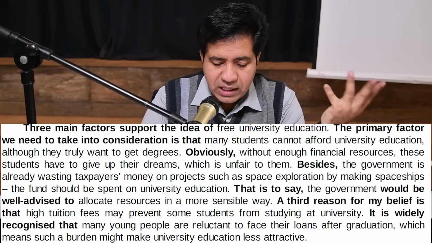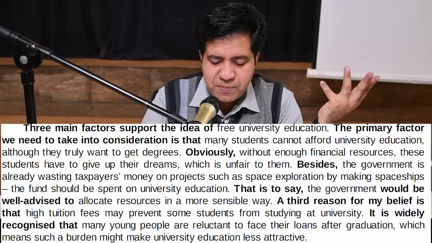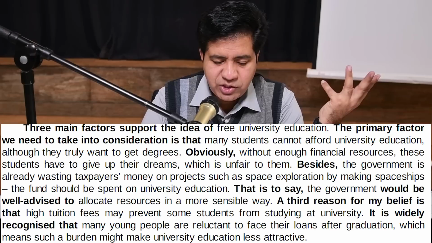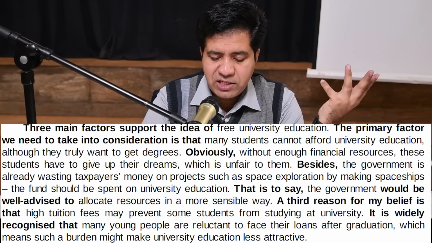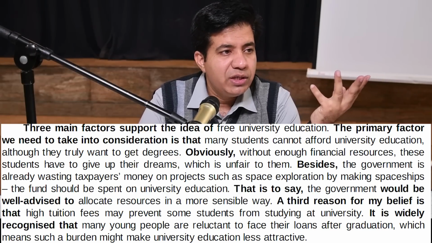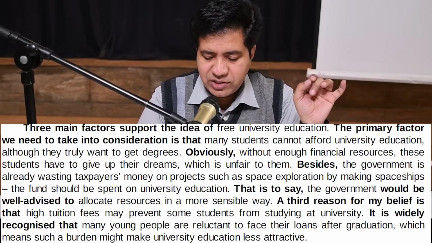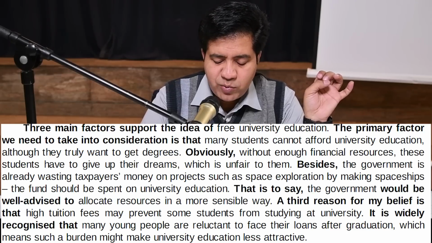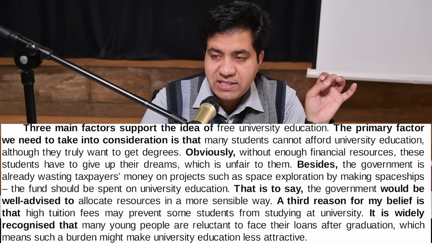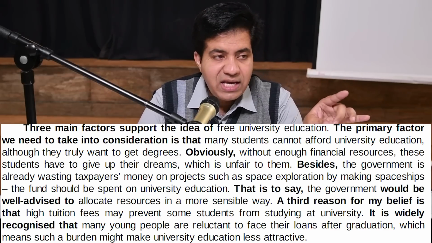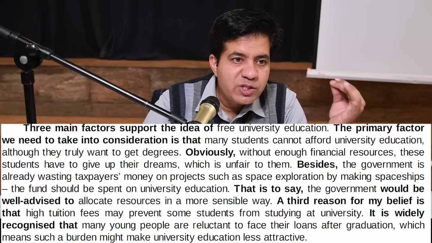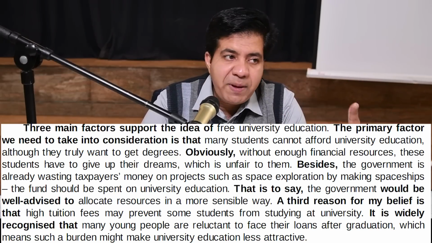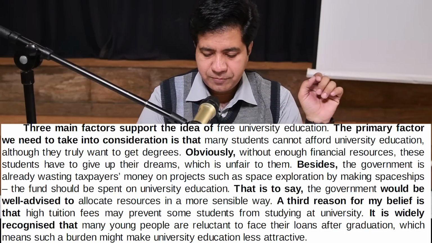Besides, the government is already wasting taxpayers' money on projects such as space exploration by making spaceships. The fund should be spent on university education. So this is one of the things. Let's go on. That is to say, the government would be well advised to allocate resources in a more sensible way. So the second one is, as government is spending money on space science and many other things where there is no real potential, they should spend that money on university education.